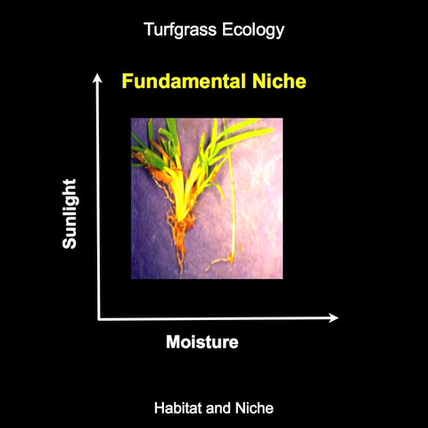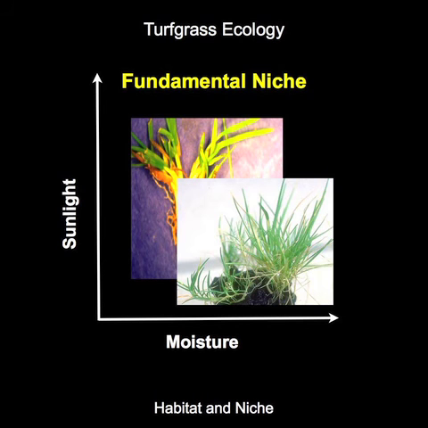Returning to our two-dimensional creeping bentgrass niche, we can draw the box representing creeping bentgrass. The entire area of the box where the creeping bentgrass plant is shown is referred to as the fundamental niche. It is this full range of conditions and resources that, in this case, creeping bentgrass can use.